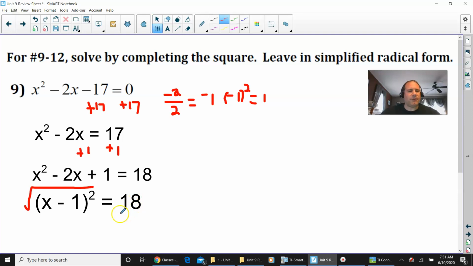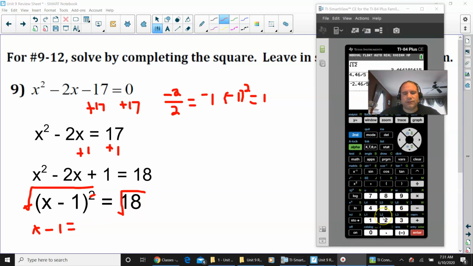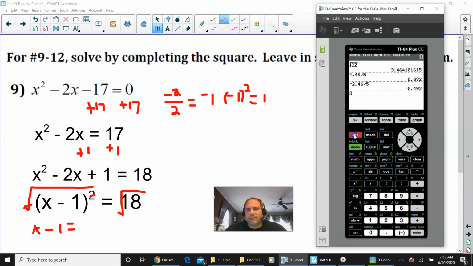And remember, you just go ahead and square root both sides, because you need to use the opposite, the inverse operation of something squared. So I'm going to bring my calculator up and get the square root of 18. And I'm going to round that, because that's not a perfect square. So you have 4.24, and it's plus or minus 4.24.